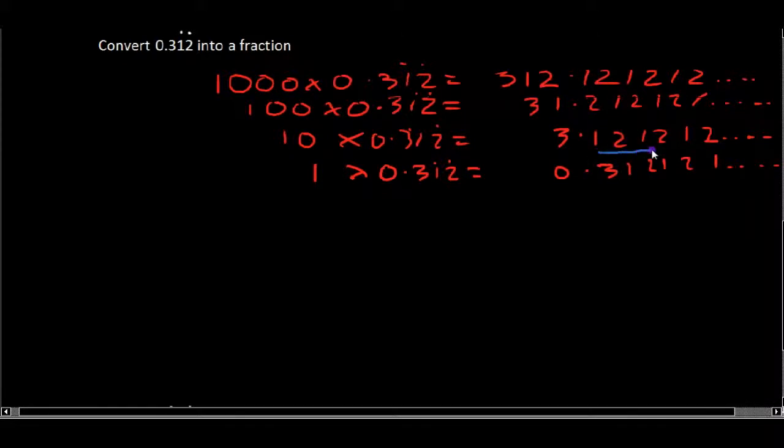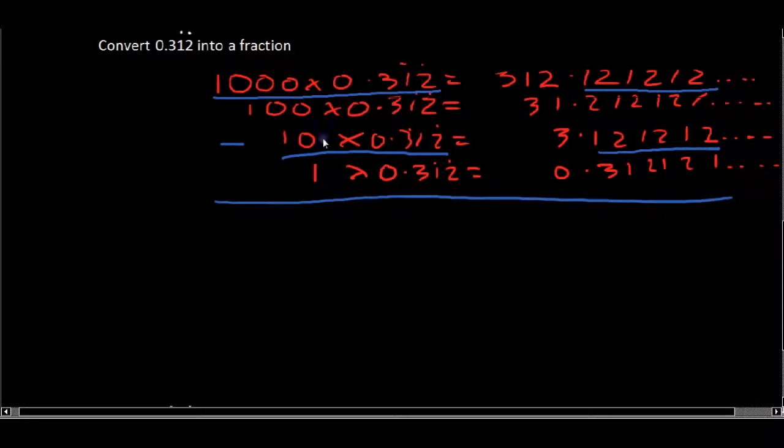Now here we've got 1 2 1 2 1 2. 2 1 2 1 doesn't work, but again we're back to 1 2 1 2 matching up. So the two that we're going to subtract are going to be this one and this one. So if we do 1000 lots minus 10 lots, we get 990 lots times 0.312 recurring. And we do 3 1 2, point all of that, minus 3 lots of that.